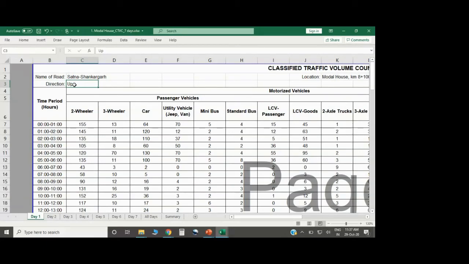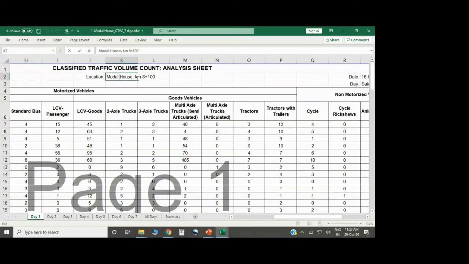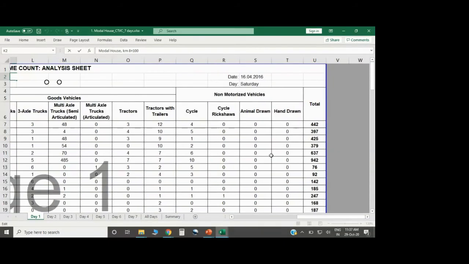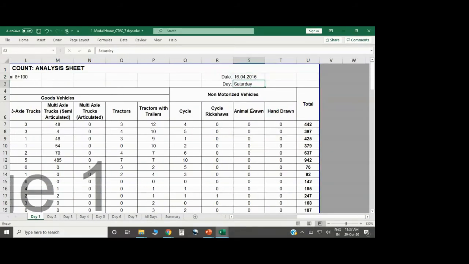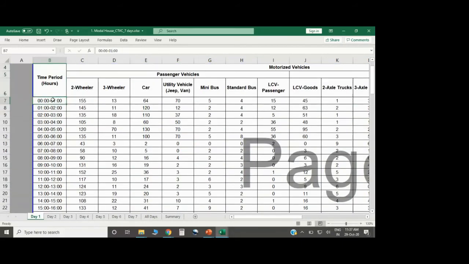It's up to you to decide which is the up and which is the down, but you have to follow the same thing everywhere. Then the location of the count. We had done this count at chainage 8+100. Then the date and day, and then this is the same format that I had showed you. Now while analyzing, you need not have that 15-minute data. You can just club the 1-hour data.